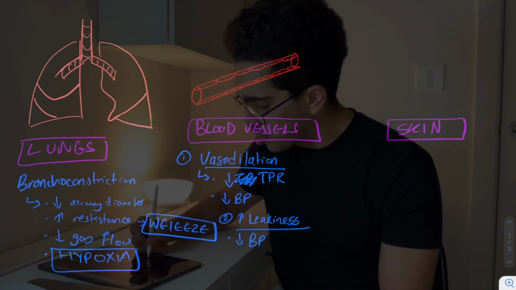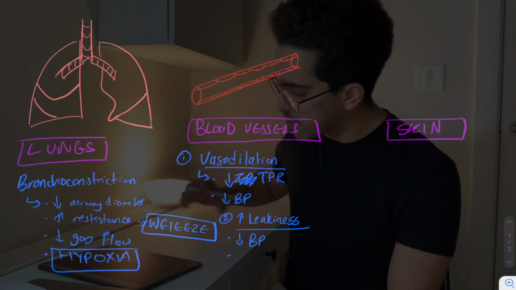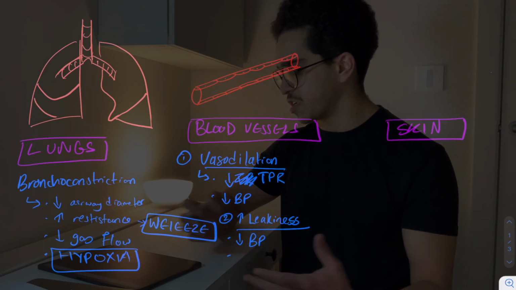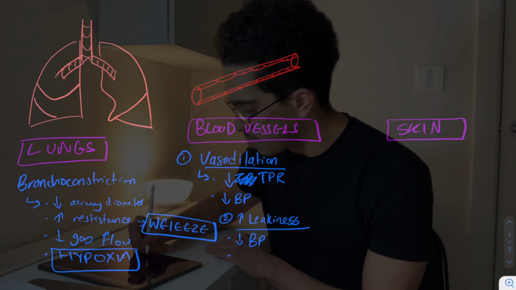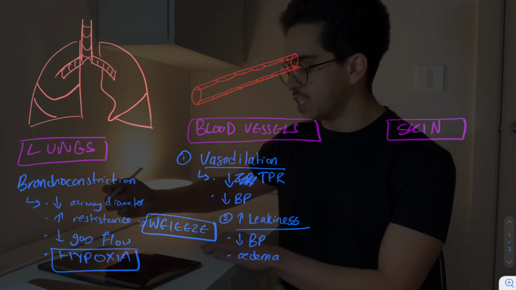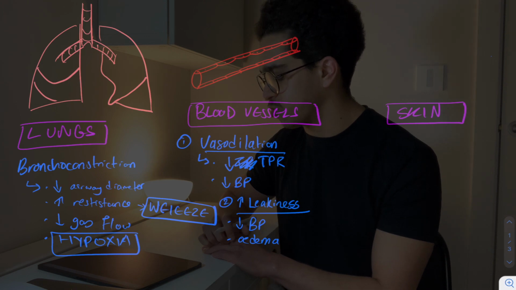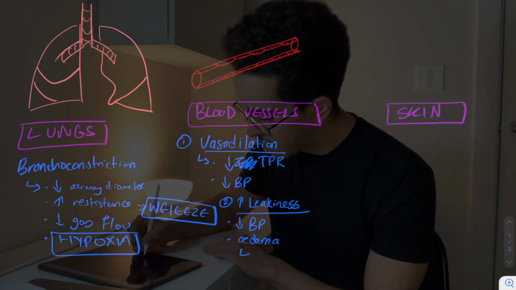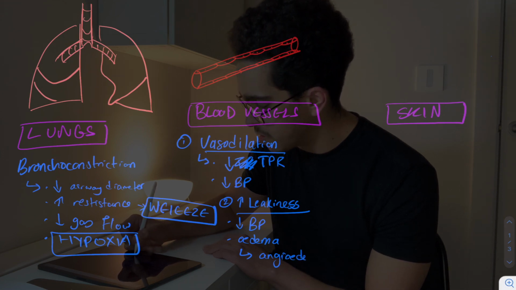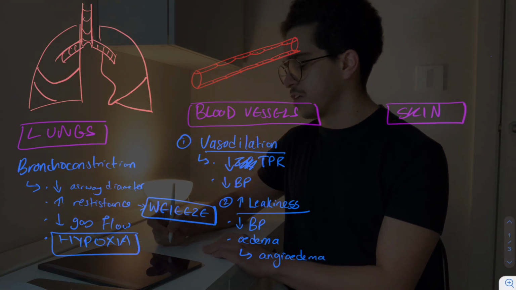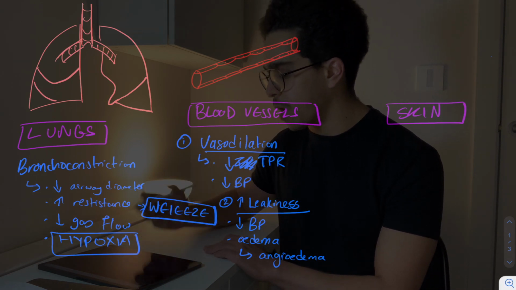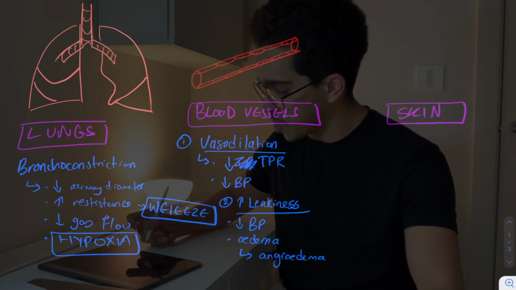What else? If there's more fluid moving from the blood vessels into the interstitial spaces, what's going to happen? There's going to be edema. The patient is going to be edematous. What kind of edema are we going to have? We're going to have angioedema. It's basically edema under the skin, and we can see this around the eyes, around the mouth, sometimes in the hand as well.